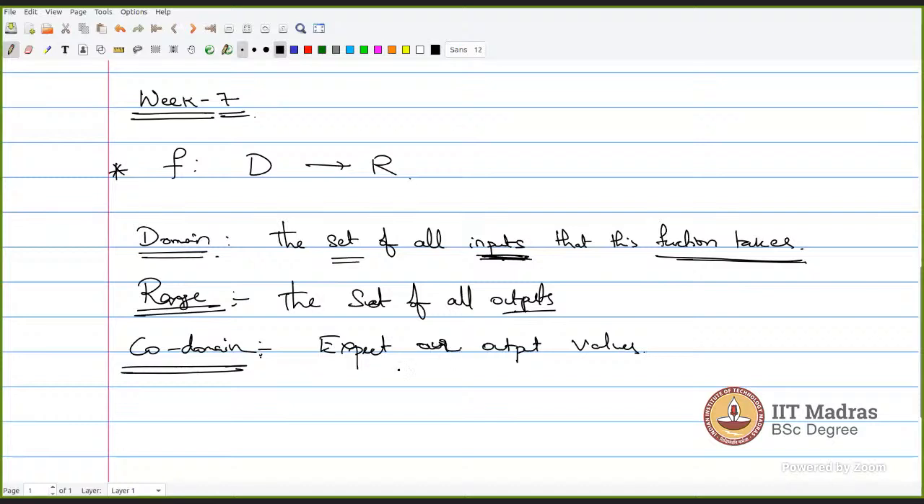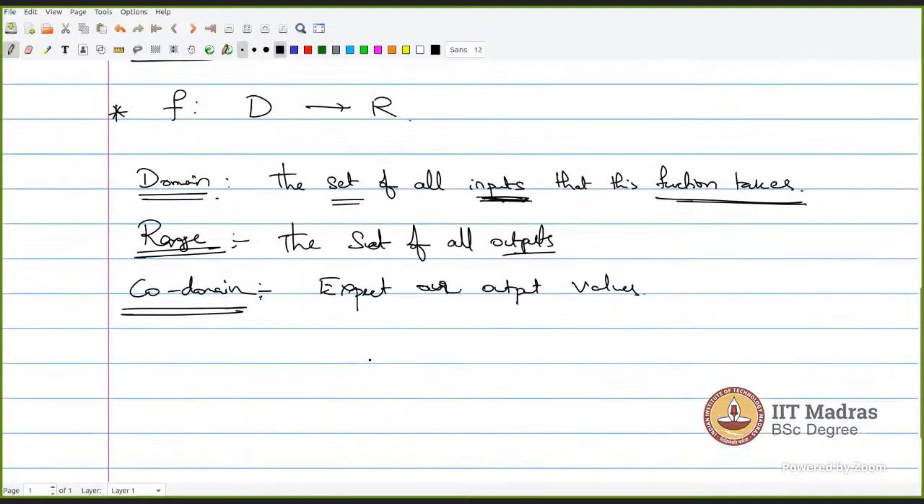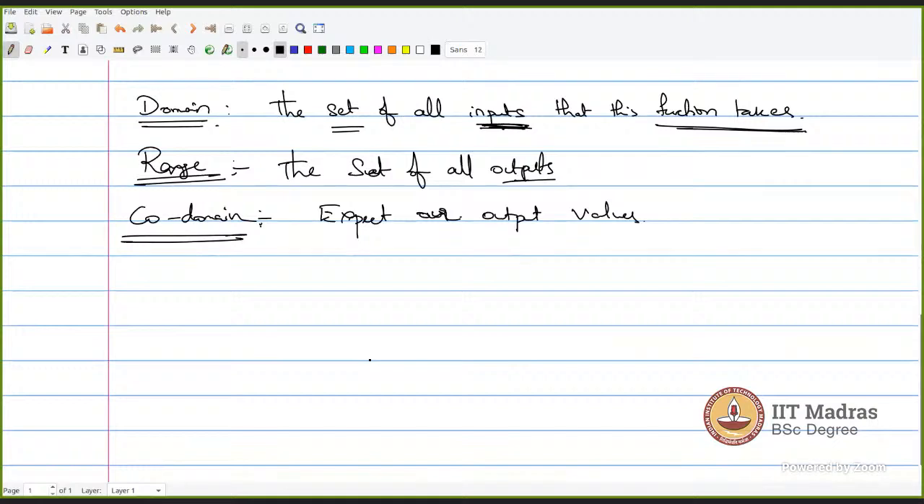So simply, the set where we expect our output value. Whether it can be a real number, whether it can be in the interval 0 to 1, whether it can be in the interval minus infinity to some 2, like that. So where we expect our outputs is called the codomain, the set of all outputs is called the range, and the set of all inputs is called the domain. So this is about a function's domain, range, and codomain.